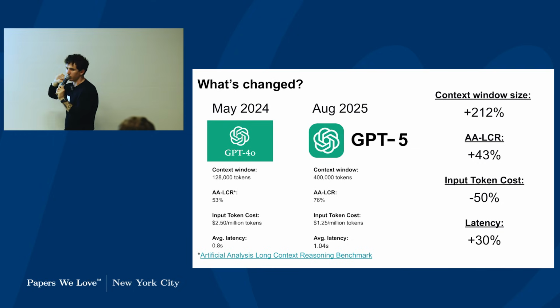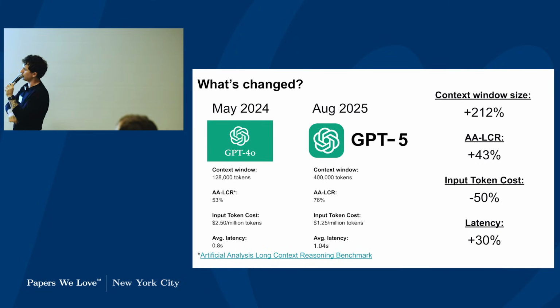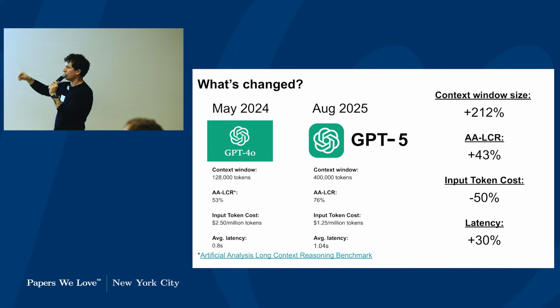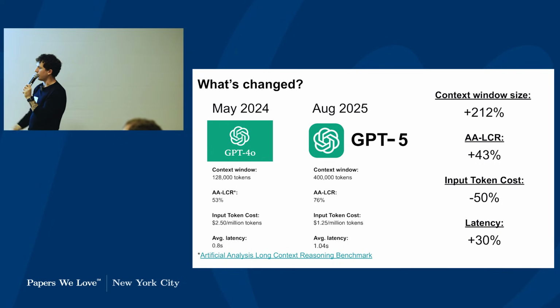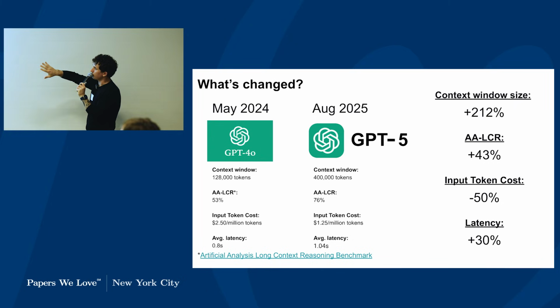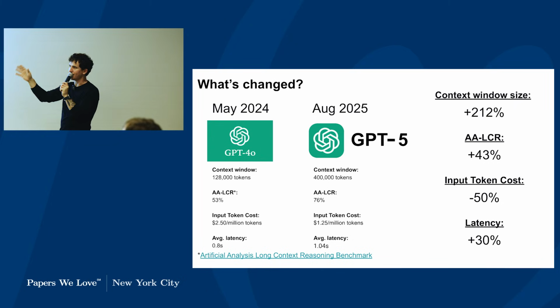GPT-4o has a context window of 128,000 tokens. On a long context reasoning benchmark, it performs at 53%. It costs $2.50 per million tokens, and average latency is 0.8 seconds. So I want to compare that with GPT-5, and we'll see why here in a minute.